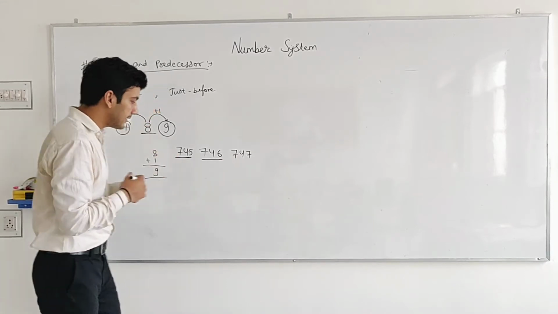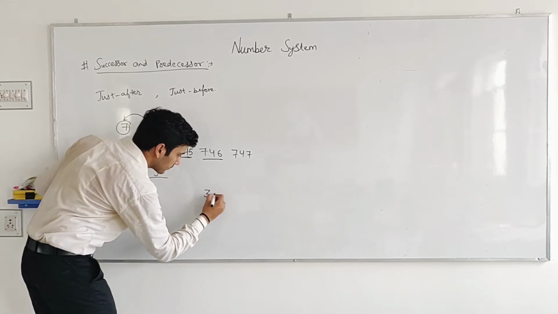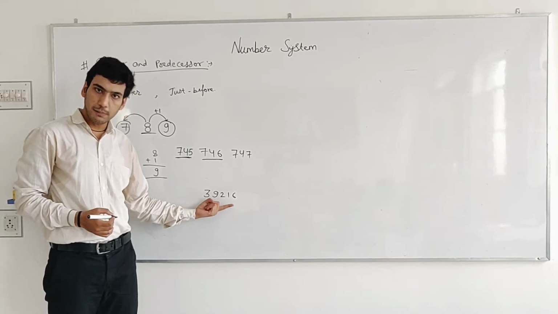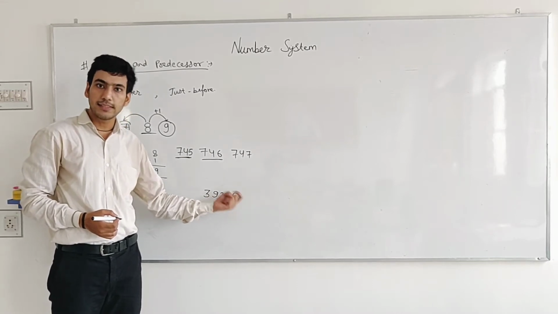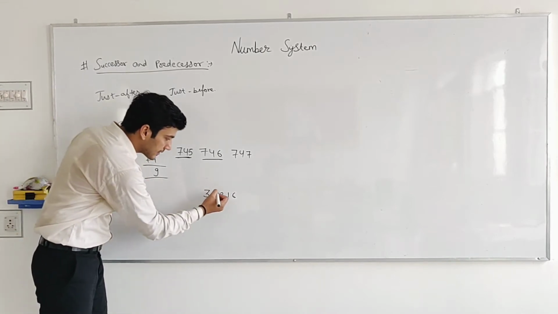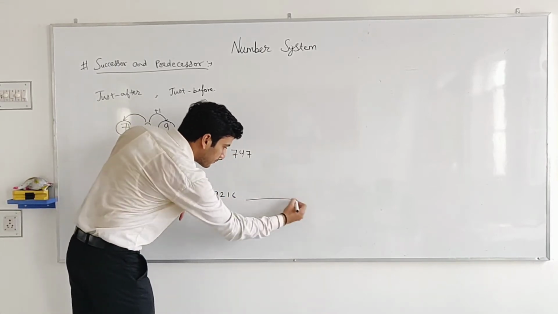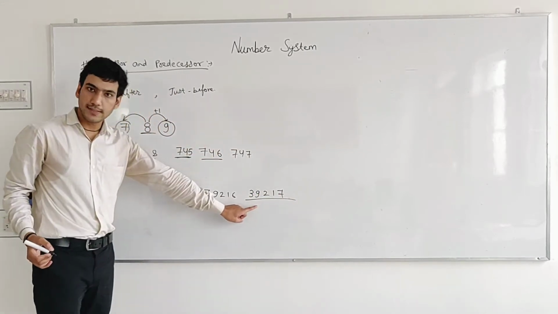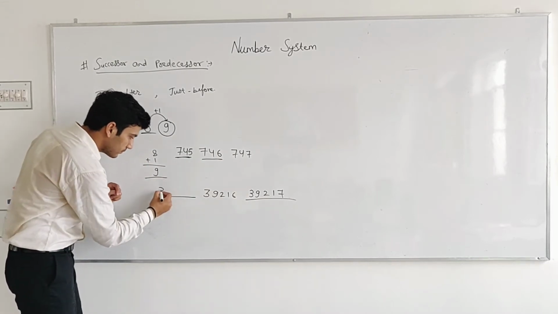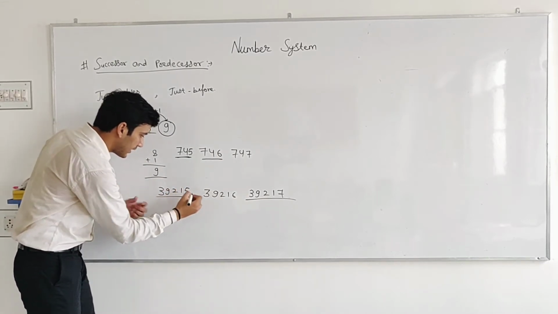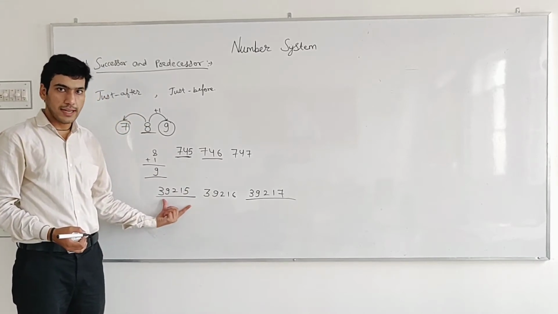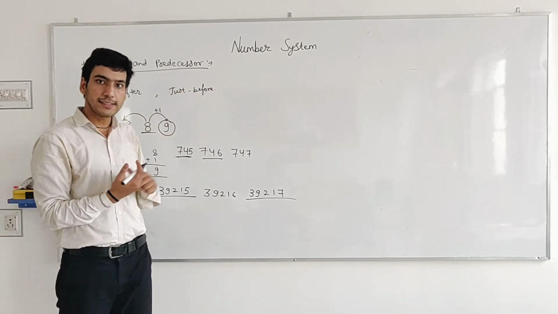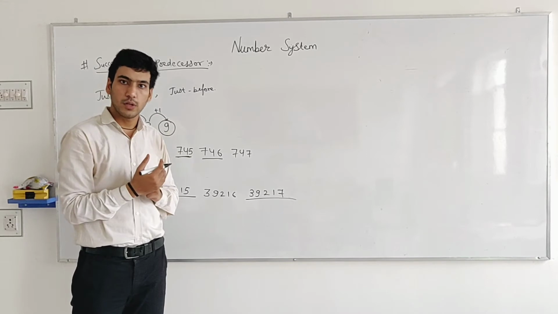Okay students? Another example. This is my 5-digit number and this is the given number. If you want to find the successor and predecessor term of this number, then what is the successor term? Just after term. And what comes just after? This is my successor term. And this is my predecessor term. So I think you all understood what is successor and predecessor, or we can say what is just before and just after. Okay students?